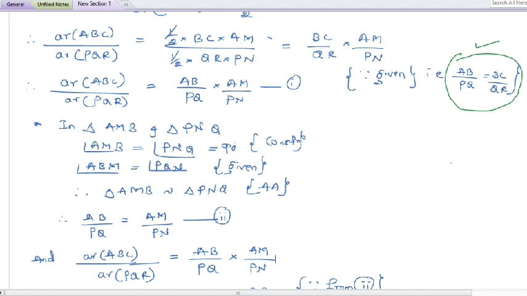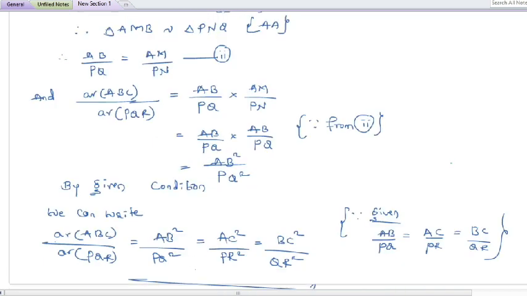So, AB by PQ is equal to AM by PN, call this as equation number 2, and area of ABC divided by area of PQR is equal to, we can write AB by PQ into AM by PN. Now, AM by PN, from equation number 2, AM by PN value is AB by PQ. We can write AB into AB, you will get AB square, PQ into PQ, PQ square.